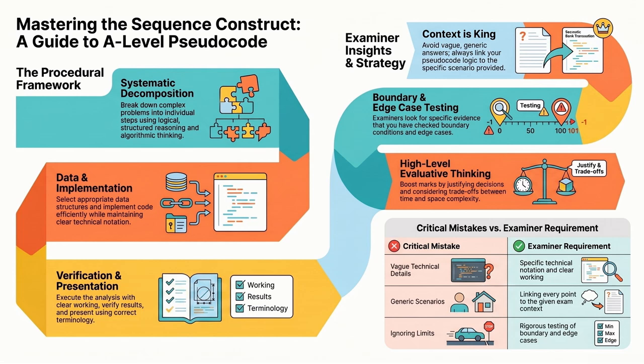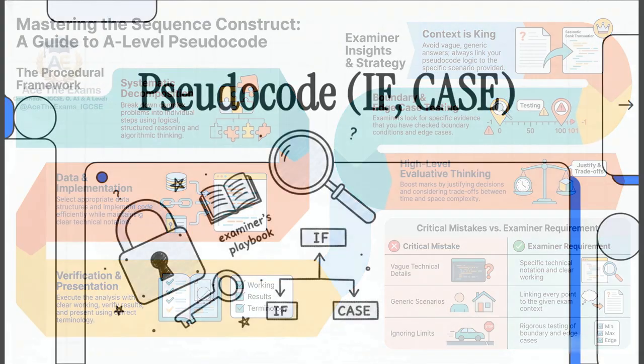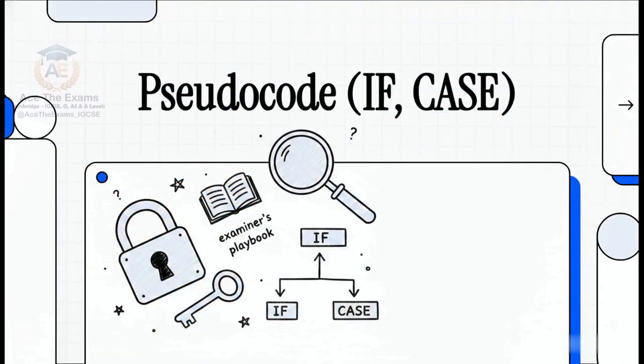Welcome to the arena. Think of your Cambridge computer science examinations not just as a test, but as an Olympic decathlon. It's an absolute marathon of 10 distinct disciplines, 10 unique challenges, and to take home the gold, or in our case, that A-star grade, you have to master every single type of question thrown your way.